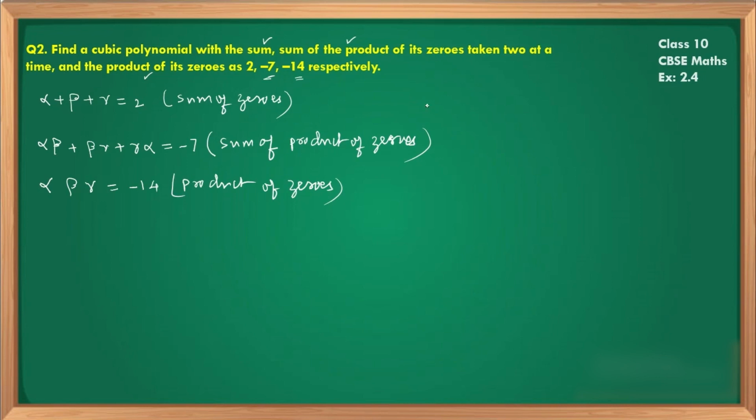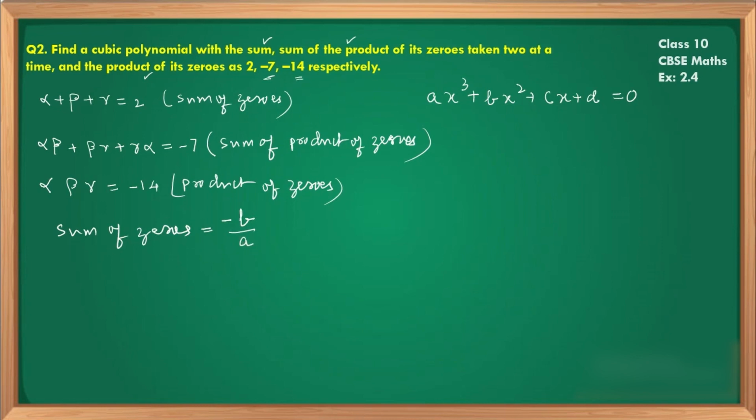The cubic polynomial general form is ax cube plus bx square plus cx plus d, and that is equal to 0. Now we know very well that the sum of zeros is equal to minus b by a.